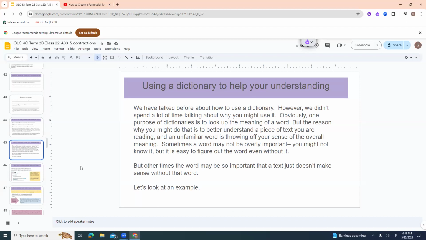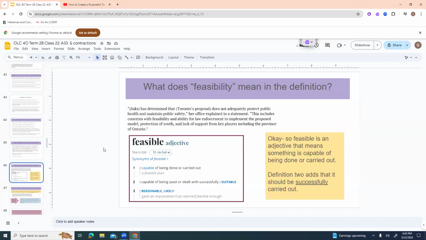Sometimes we don't know a word, but it is not overly important. You can just skip over it and the writing makes sense without it. But sometimes there's a certain word that's so important that the text just doesn't make any sense unless you look up that word. So I'm going to pull an example from our story here.